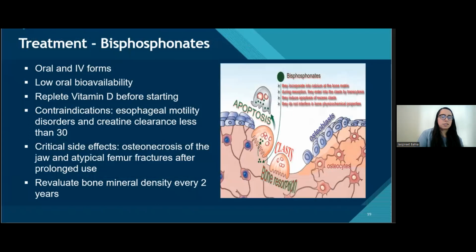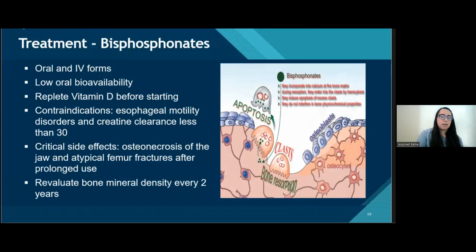So if your patient has a creatinine clearance less than 30, they can't get bisphosphonates. However, if your patient has an esophageal motility disorder, such as a Roux-en-Y or a severe hiatal hernia, they can't get oral bisphosphonates, but they can still get the IV form. Furthermore, if your patient has GERD, that's not a contraindication to an oral bisphosphonate, but the IV form would be preferred because bisphosphonates increase the risk of pill esophagitis.